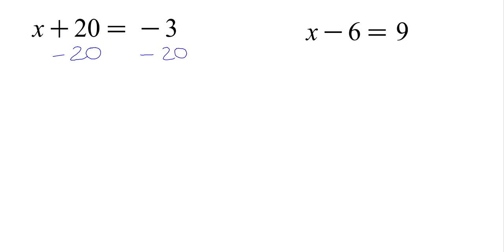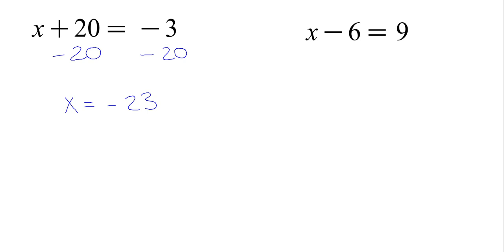And we'll do the same thing here. So on the left-hand side, x plus 20 minus 20 is just x. And then we have negative 3 minus 20. So negative 3, and if we subtract 20, which means we're moving 20 more units to the left of negative 3, is going to give us negative 23.